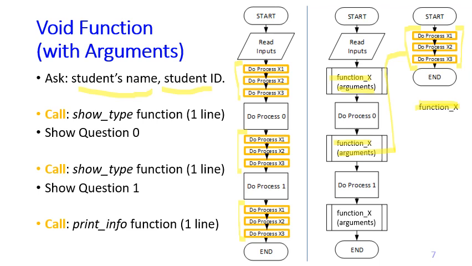Okay, so let me repeat. The difference here is that when we call the function, we also need to pass the arguments. The arguments are needed such that the function can process whatever task you want the function to do properly, because it has the required information. That's why this function is called the function with arguments.